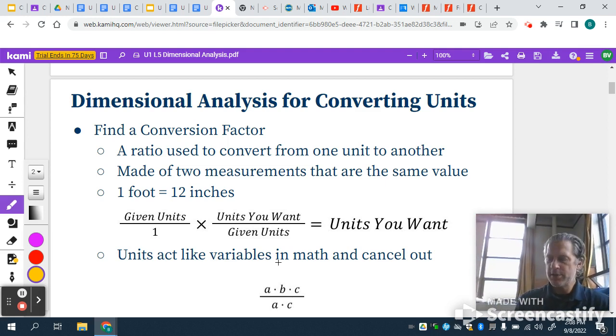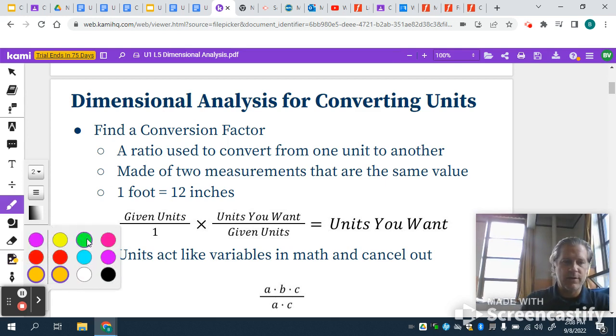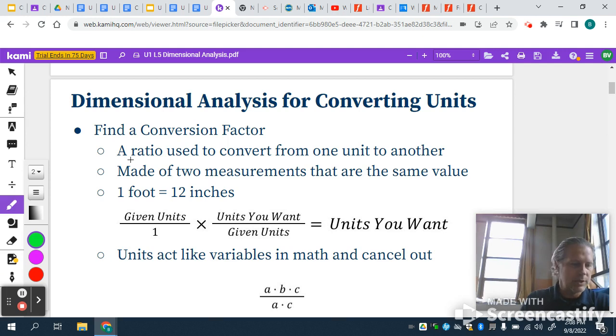Okay, so dimensional analysis is a fancy way to say converting units. And so the first thing we have to do is talk about how we find a conversion factor. A conversion factor is simply a ratio used to convert from one unit to another. It's made when two measurements are of the same value.